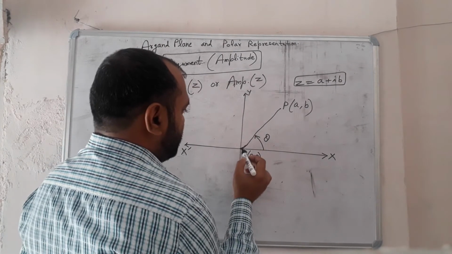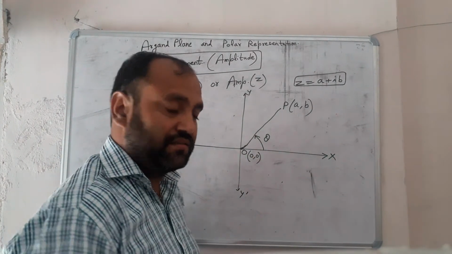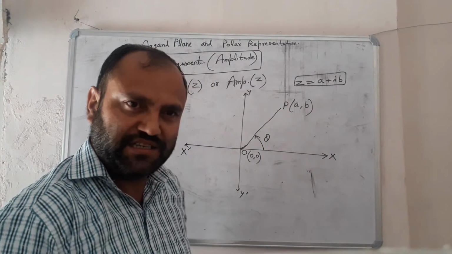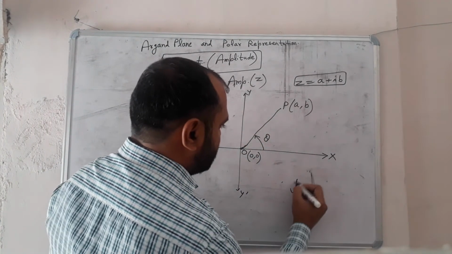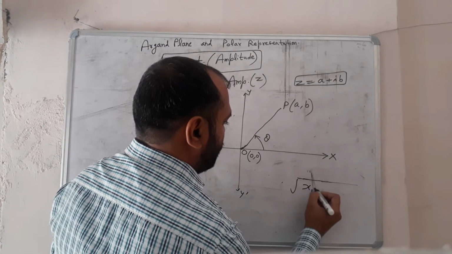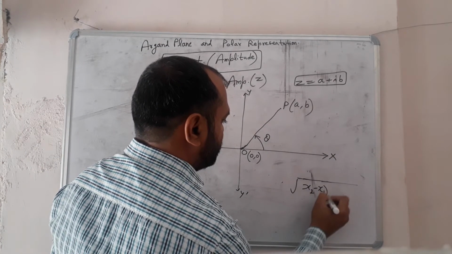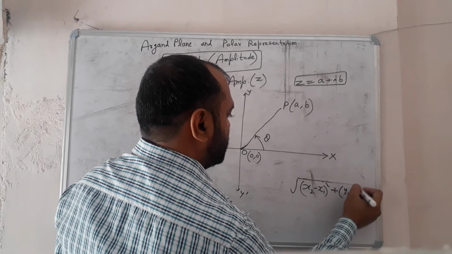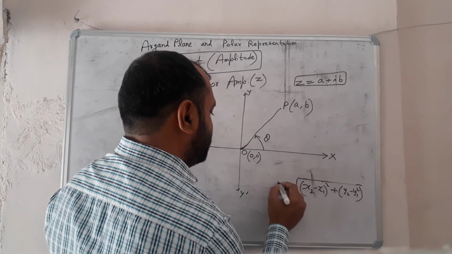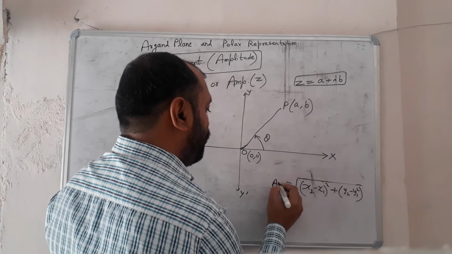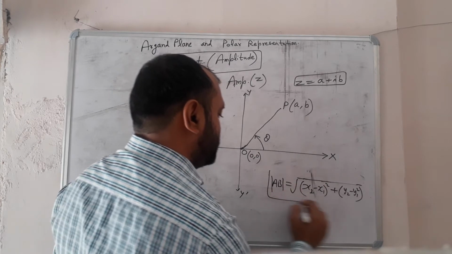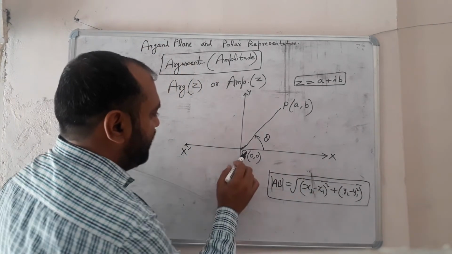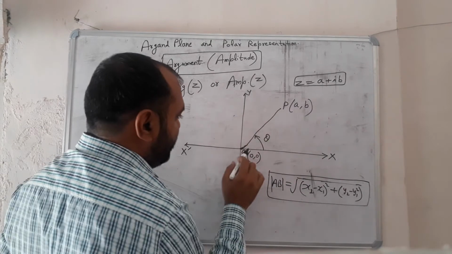And in 10th class you have a distance formula, you know it. What is the distance formula? Distance formula is square root of x2 minus x1 whole square plus y2 minus y1 whole square. This is the distance between 2 points. Right? So you have studied in 10th class this formula. So we can apply this formula.